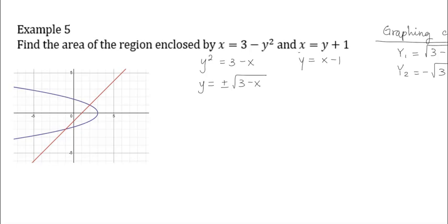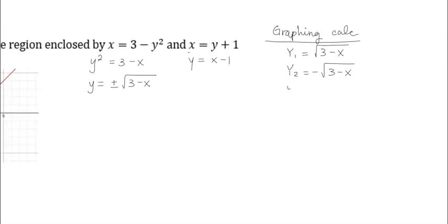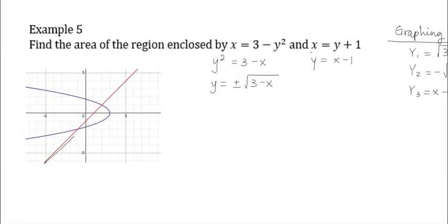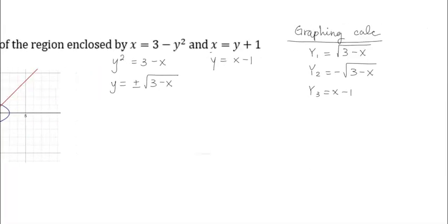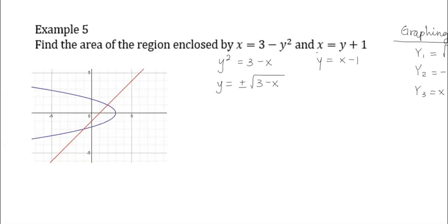I will mention the positive square root will give you this half of that parabola. And when you put in the negative square root, you'll get the bottom half of that parabola. And then when you put in that third equation, y3 is equal to x minus 1, you will see this line. So if you were putting this into a graphing calculator, you would need to solve these equations for y, and then you could graph all 3 of these to see this graph.